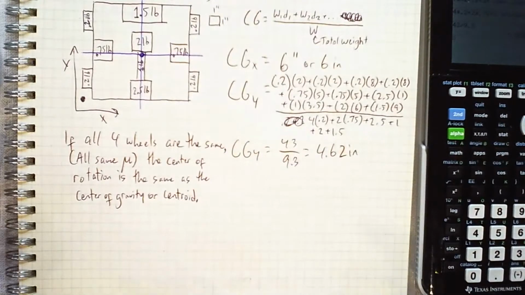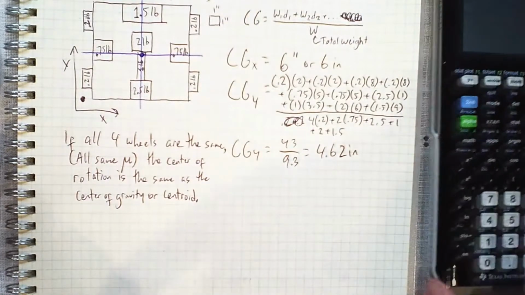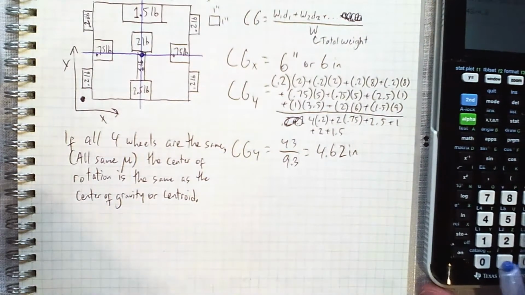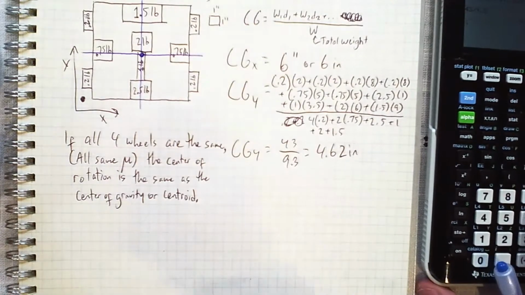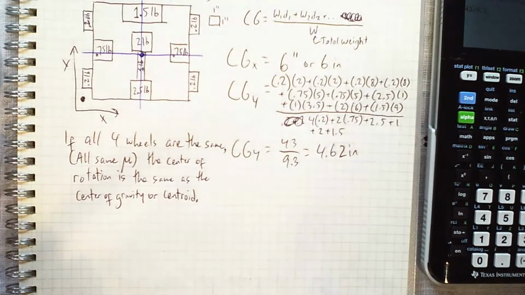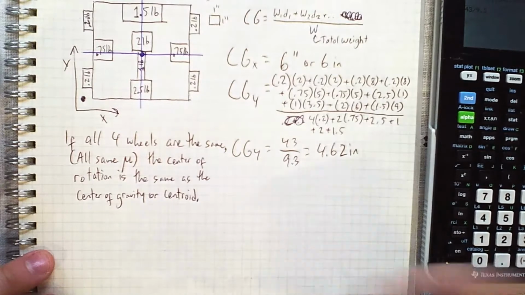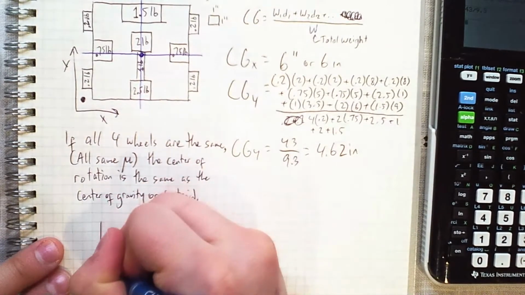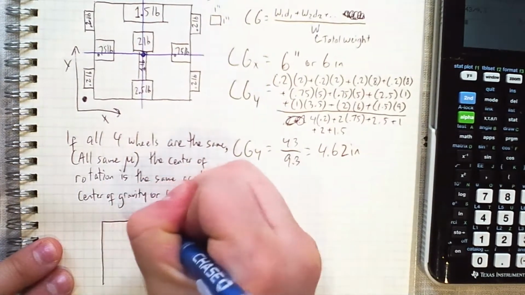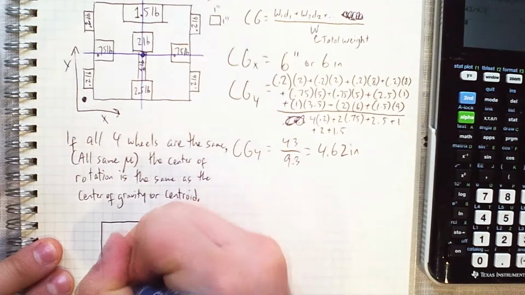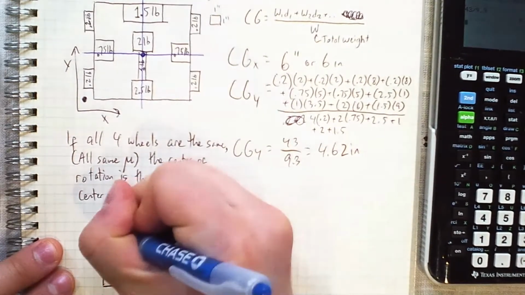Now, let's talk about why this is, and then jump into what if they're not the same, what happens, and why would you potentially want them to not be the same. So let's say you have your drive base. Here's a drive base. And it's got 4 wheels.